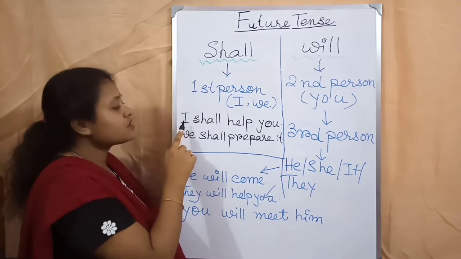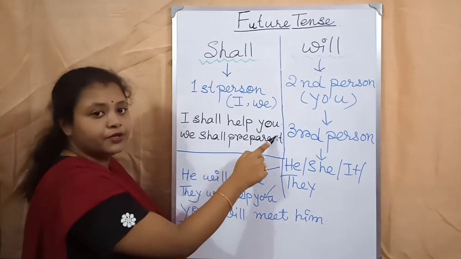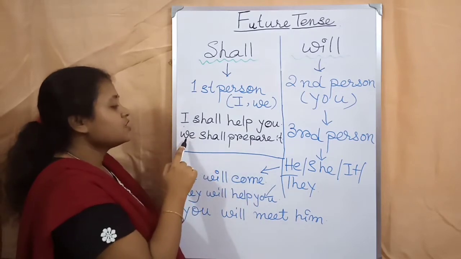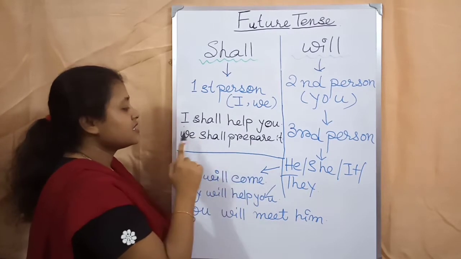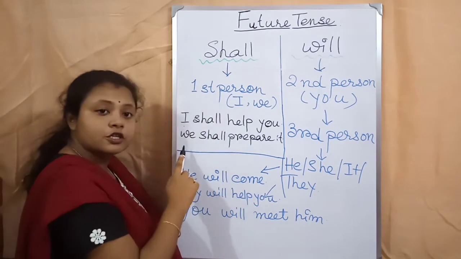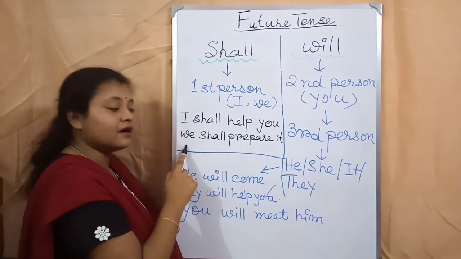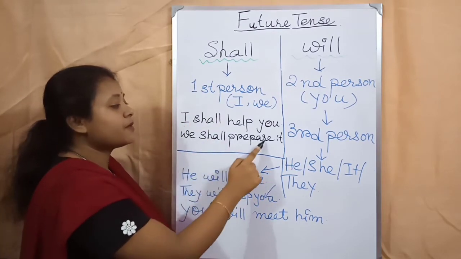Singular number. So that is why I shall help you. After that, we shall prepare it. We also, it is also first person, but it is plural number. So that is why we shall prepare it.